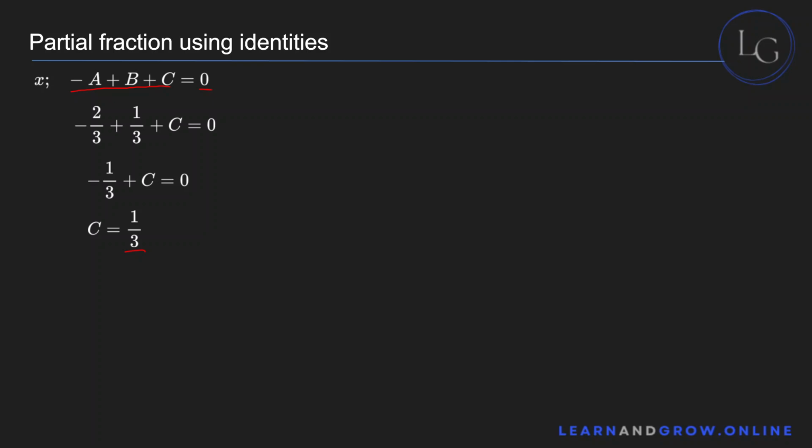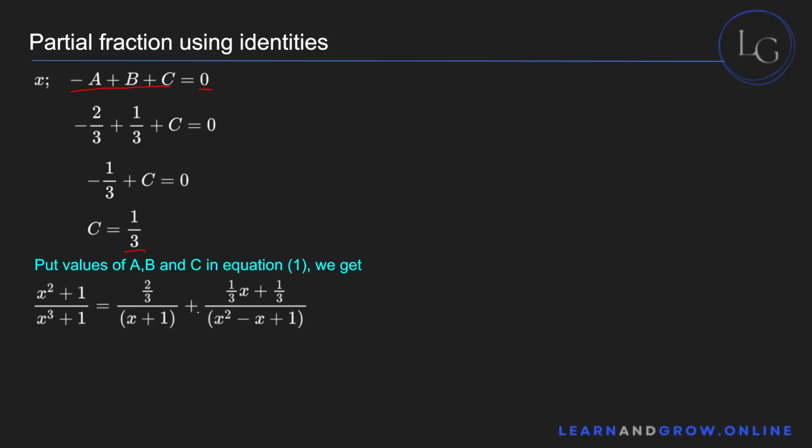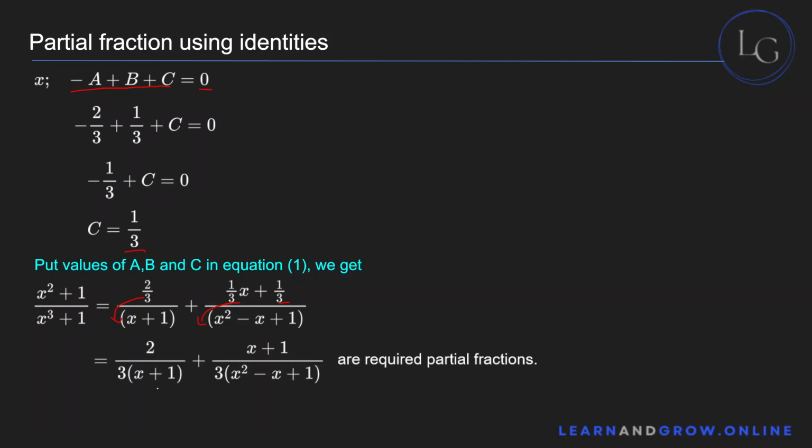And when you plug a, b, and c into equation number 1, you find out that this is what you get. Now, when you bring this 3 to the denominator, and these 3's will also go into the denominator. So this is the final result. These are the required partial fractions.